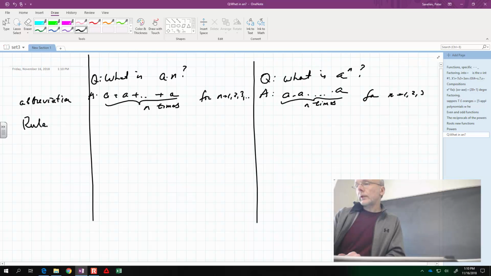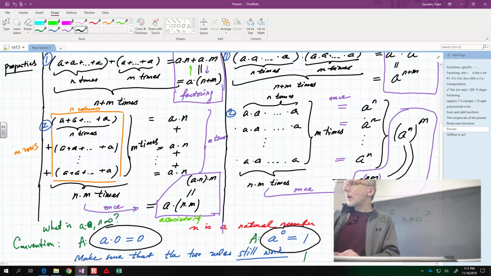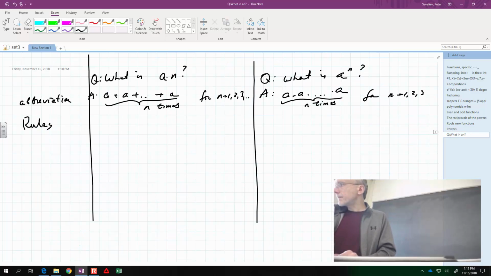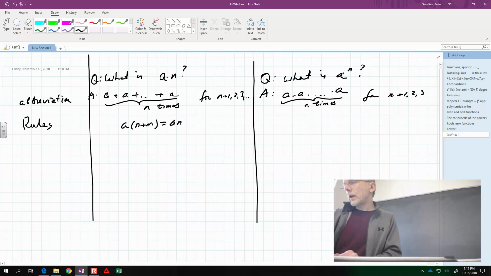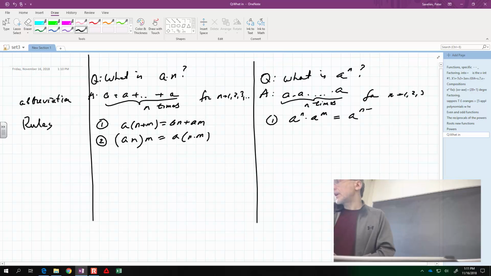So then there are rules. Let me just write them up. The rules that we derive from this abbreviation, what are they? These are the two rules, one for addition, the other one for multiplication. The first one is factoring, and the second one is simply rearranging of the terms. So a times (n plus m) is equal to a times n plus a times m, rule number one. The second one is a times n times m, a times (n times m). And we have very similar rules for abbreviated multiplication. A to the n times a to the m is a to the n plus m. And secondly, a to the n to the m is equal to a to the n times m.